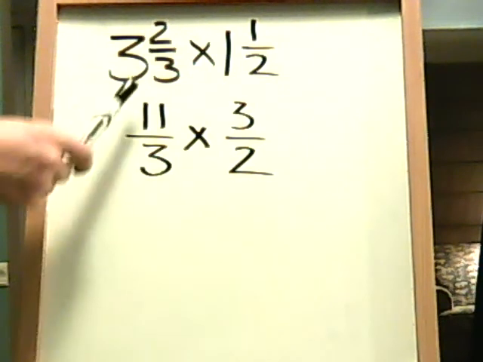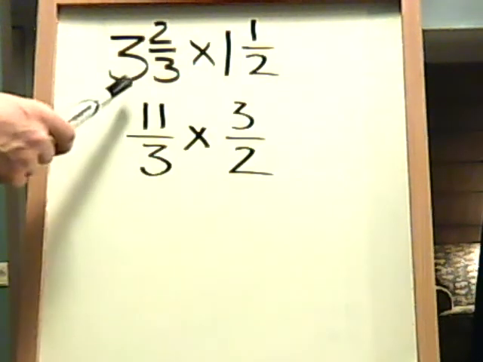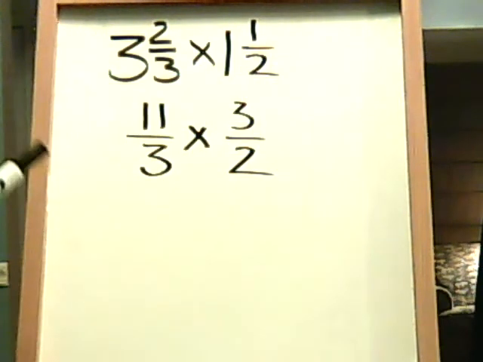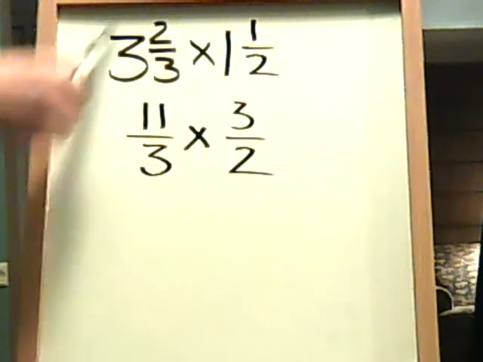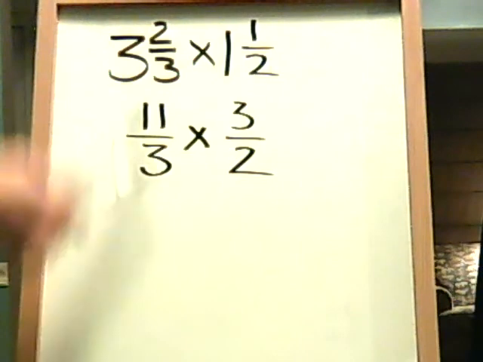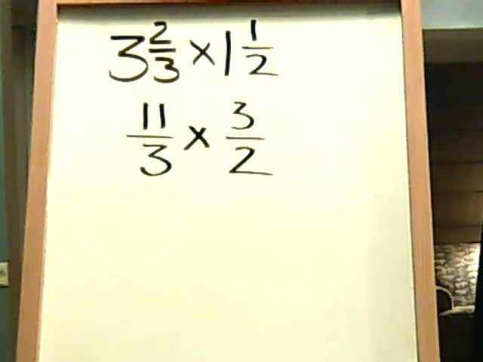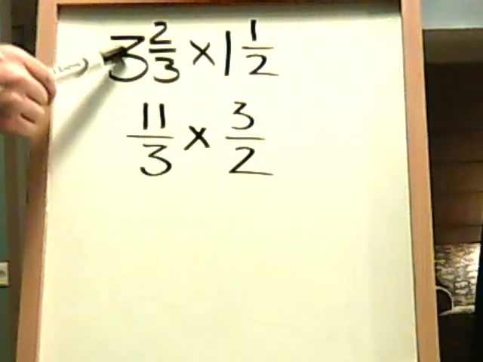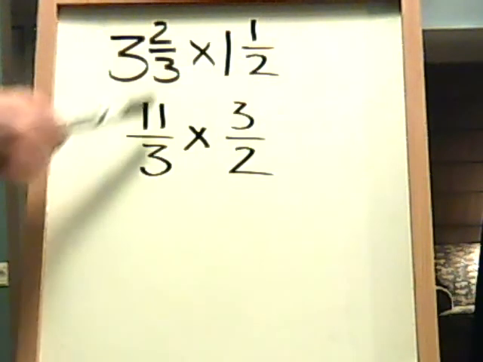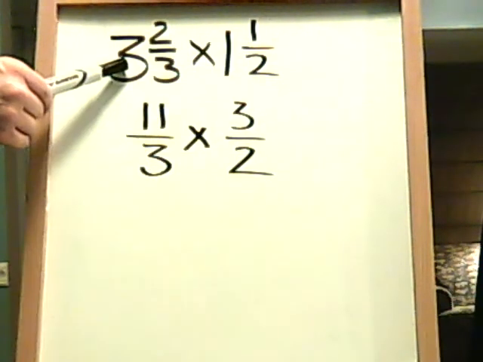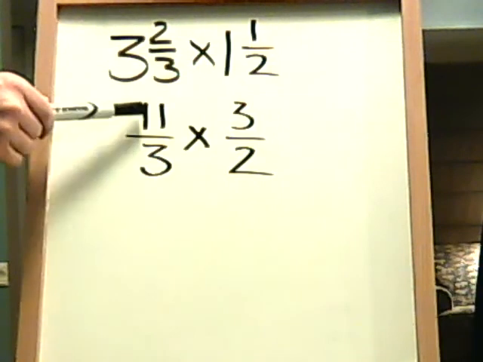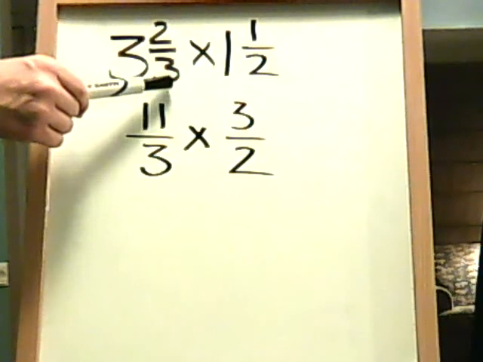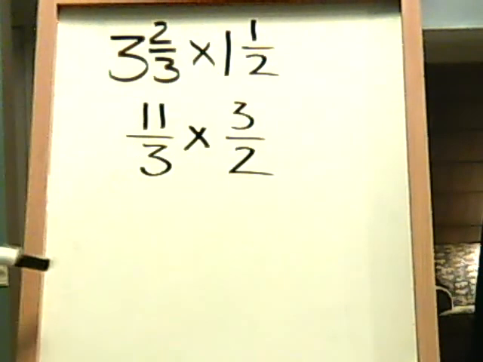The first thing you need to do, well, first of all, in multiplication and division, you do not need to have the common denominators. However, you do have to change all of your mixed numbers, like these two are, to improper fractions. So the way you do that is you multiply the denominator times the whole number and then add the numerator. So 3 times 3 is 9 plus 2 is 11, so that's where that 11 came from. And the 3 comes from the same denominator. You just keep the same denominator.